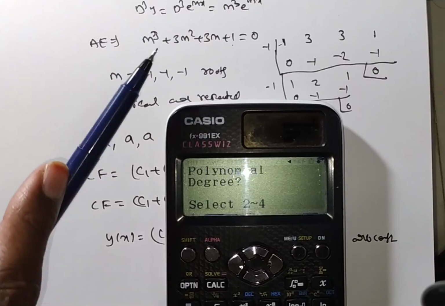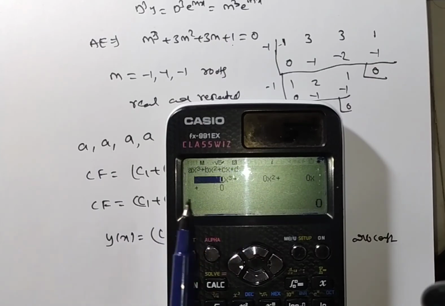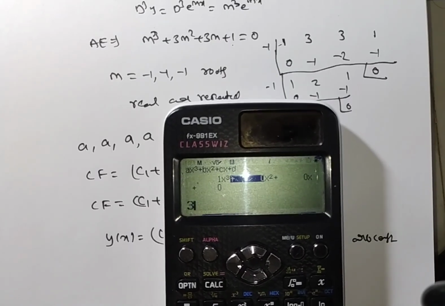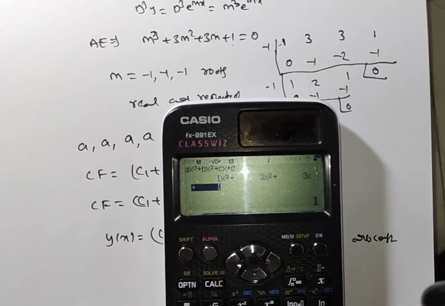Now we are solving the cubic equation. So degree of the polynomial is 3, so select 3 only. Now here you see 0x cube plus 0x square plus 0x plus 0, here we have to give the values of m cube. M cube coefficient is 1, next m square coefficient is 3, next m coefficient is 3, next constant is 1. Now you press the equal to button.